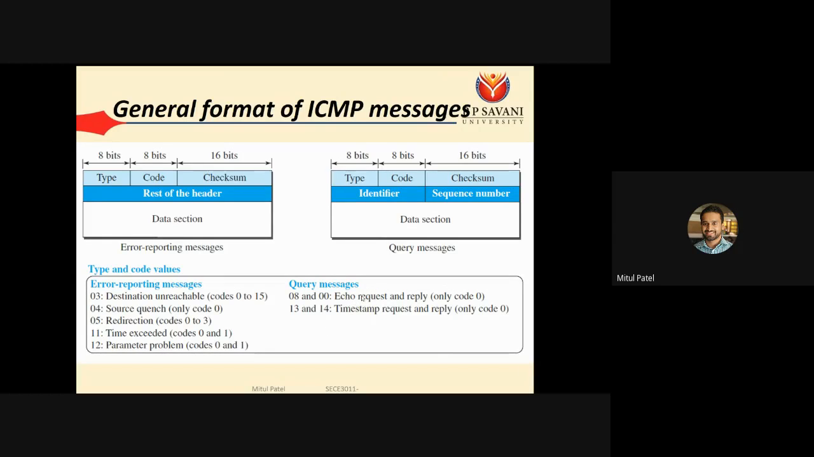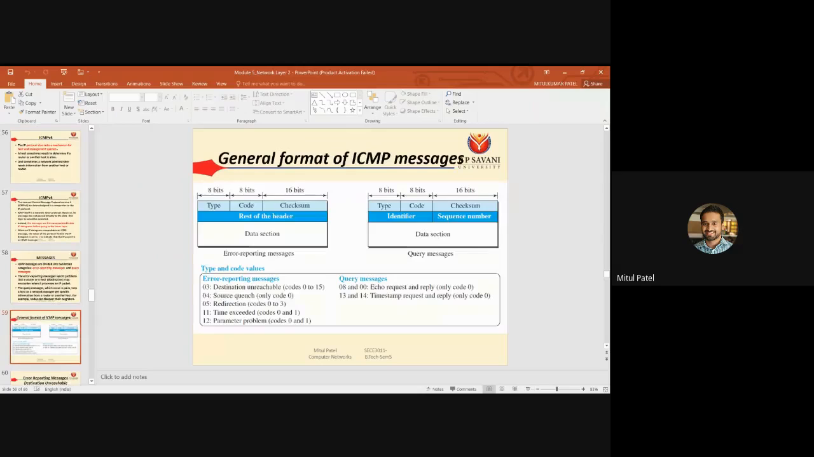So for the echo request, we have the type 08, and for the echo reply, we have the type 0. For the timestamp request, we have the type 13, and for the timestamp reply, we have the type 14.